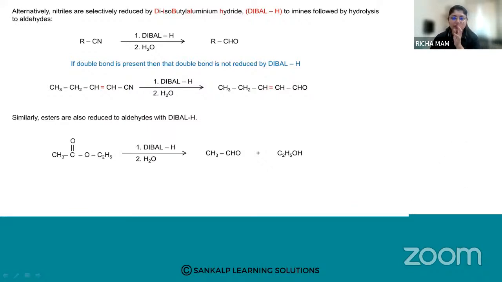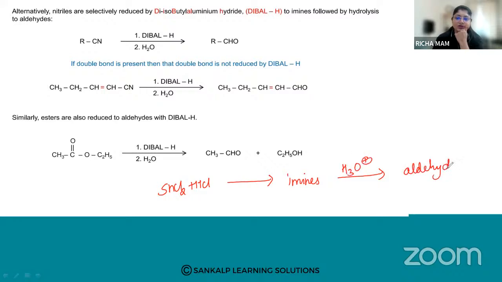So two main name reactions you have to practice today: Rosenmund reduction and Stephen reaction. Please note this down, very important. In the Stephen reaction, what are we doing? We are taking nitriles and treating them with stannous chloride in the presence of hydrochloric acid. I'm going to get imines. This imine, I'm going to hydrolyse to give you aldehydes. So you have to follow these steps.